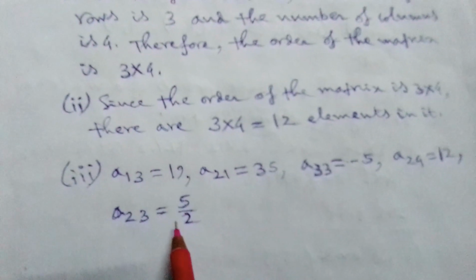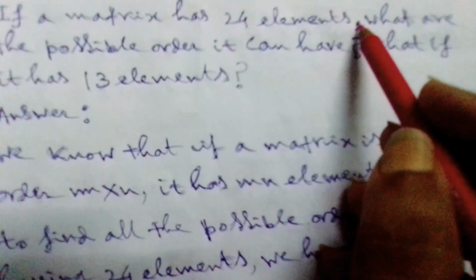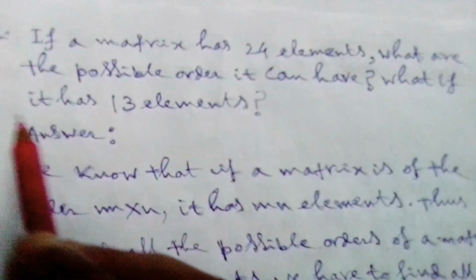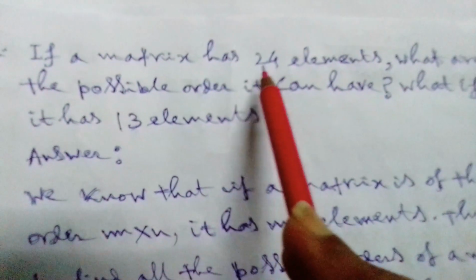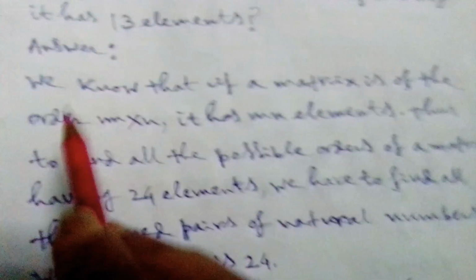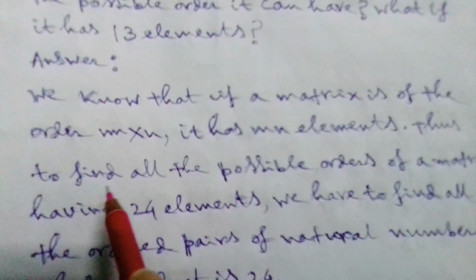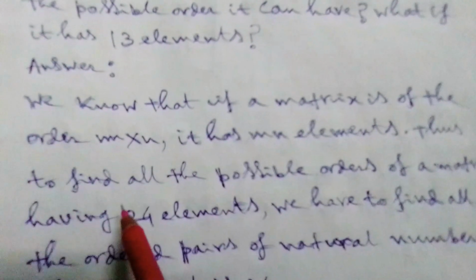And now we are going to our next question. If a matrix has 24 elements, what are the possible orders it can have, and what if it has 13 elements? To answer these questions, we consider 24 elements. Certainly we know that if the matrix is of order mn, it has mn elements. So we consider the few combinations of 24, which will be the factorizations.